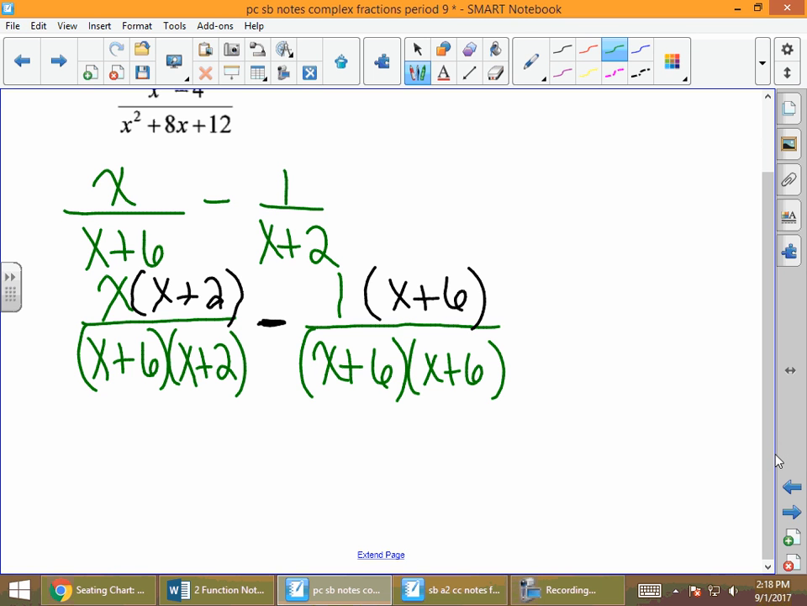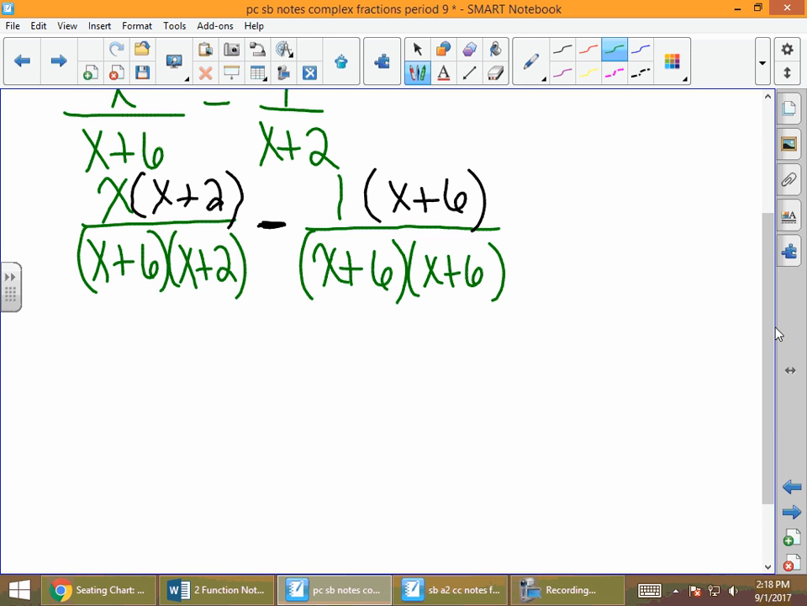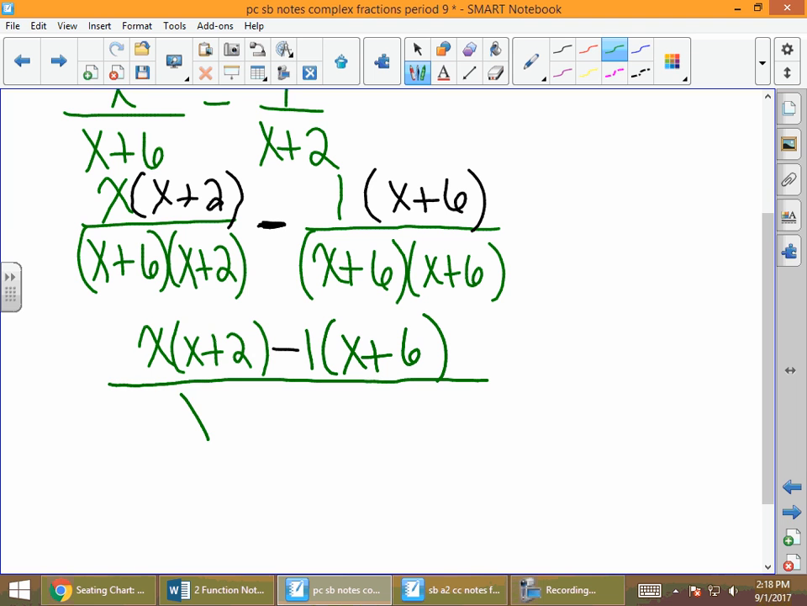And I know that sometimes it's a pain to write the next step. And I don't care if you write the next step. But you need to be really conscious of the fact that this is a minus. Because people make that little mistake and then it seems like such a small thing and it causes big mistakes, is what I'm trying to say. So what we have here is x times x plus 2 minus 1 times x plus 6, all divided by x plus 6 times x plus 2.